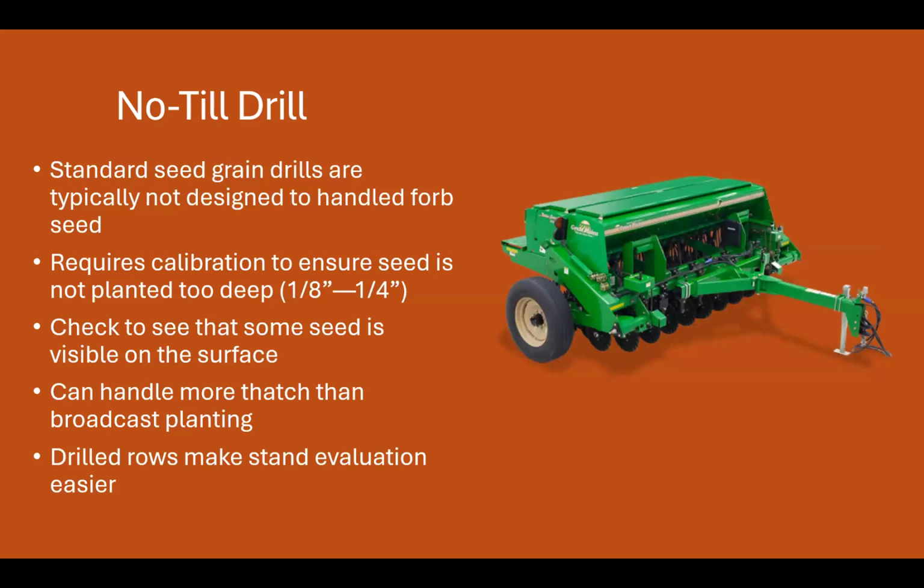All right, then we have a no-till drill. So the standard grain drills are typically not designed to handle native forb seed. There are specific drills designed to handle native forb plantings, but make certain that you can control the depth that the drill places a seed onto the ground, and the shallower that you can get, the better. Some of the seeders, such as the Brillion, drop the seed on the ground and then press it down with rollers. These can be really ideal if you have a good clean seed bed.